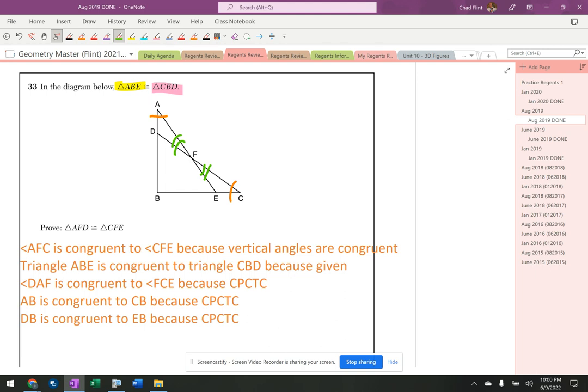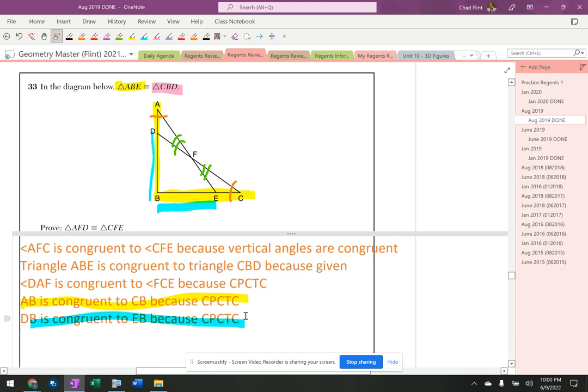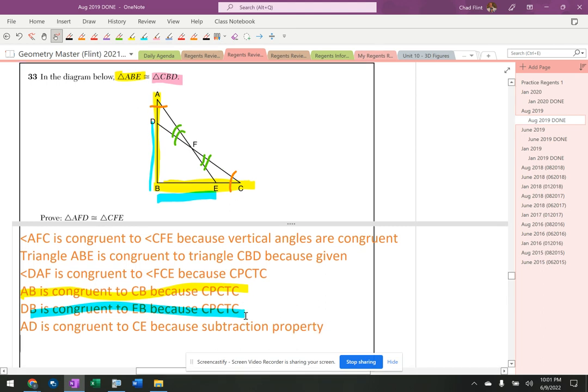The Regents loves to use addition and subtraction property. It loves it. All right. So I just right here said that this side is the same as this side, because the triangles are congruent. And then with this one right here, I said that this side is equal to this side. So if the yellow is equal to the yellow and the blue is equal to the blue, that means that I could subtract the blue away from the yellow and be left with AD is congruent to CE because subtraction property. I used to always write out because if you take equal parts away from equal wholes, you are left with equal parts. I used to explain everything because I was obnoxious like that.